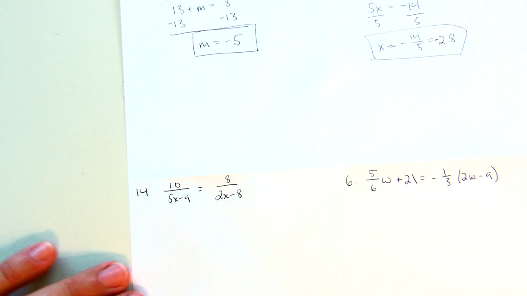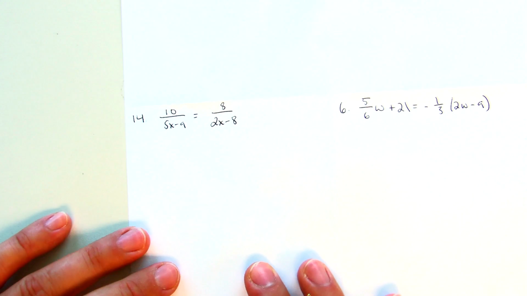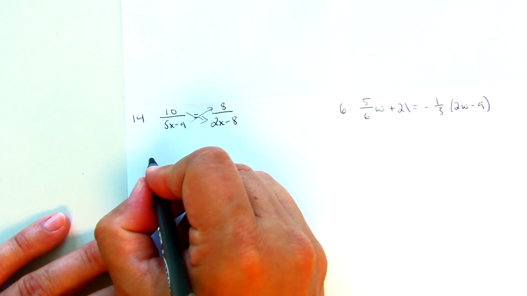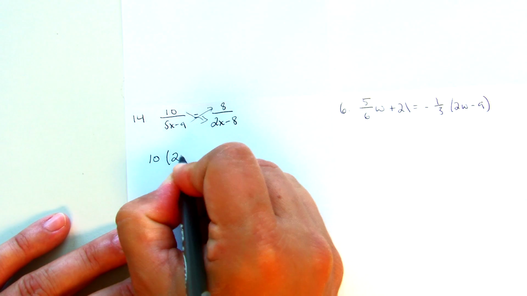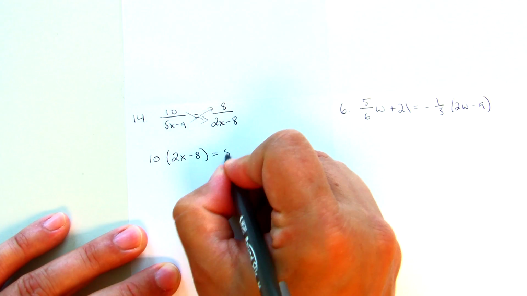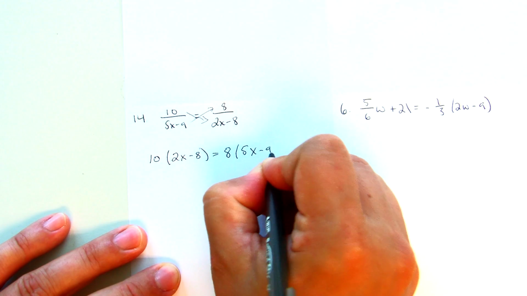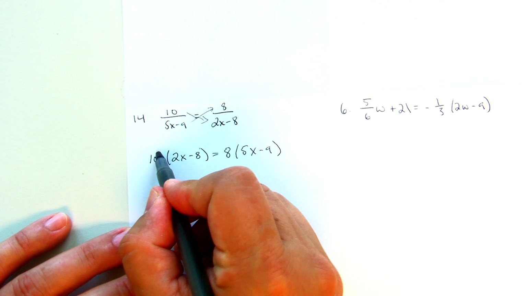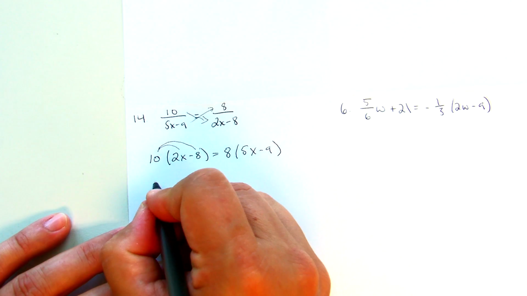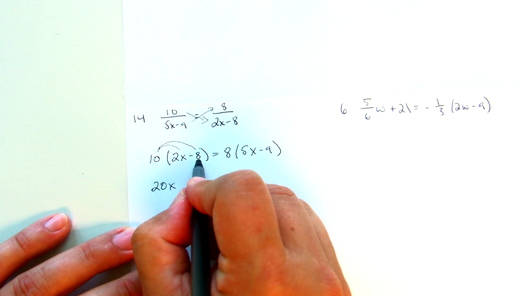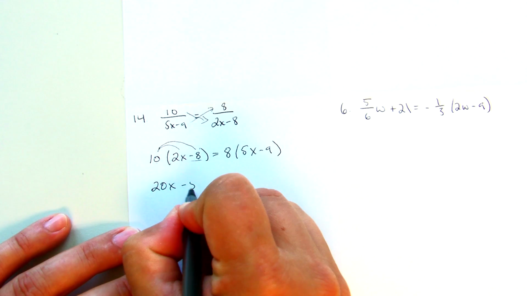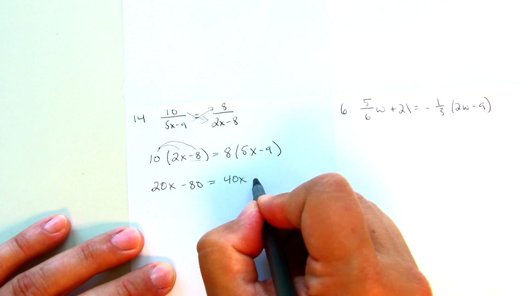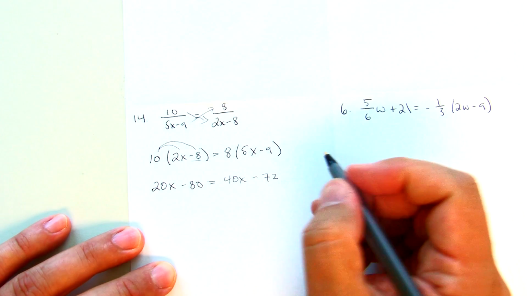Okay, another one. Here's another one where we're going to want to cross multiply, and that's going to give us a kind of distributive property like we had in the first one we did. So we'll have 10 times parentheses 2x minus 8 equals 8 times 5x minus 9. I always put the number in front of the parentheses because it's just the way I do it. Doesn't really matter. Distribute the 10. So we've got 10 times 2x, which is 20x. 10 times negative 8. Don't forget your negative there. So that's negative 80 equals 8 times 5x. That's 40x. And 8 times negative 9 is negative 72.